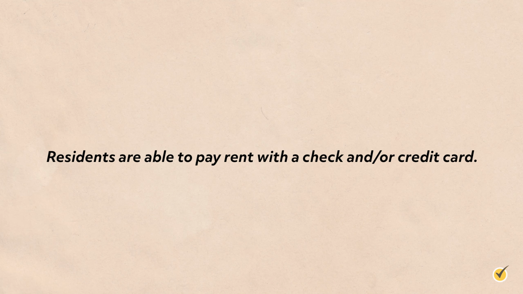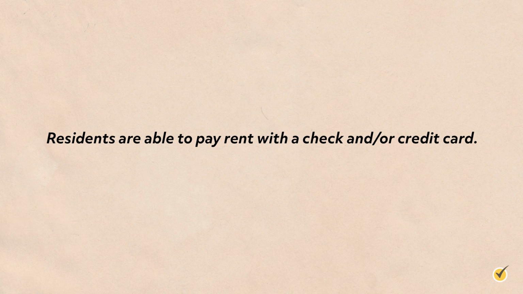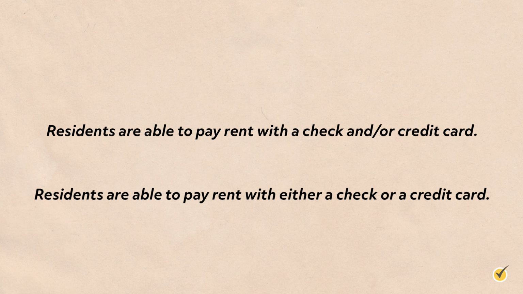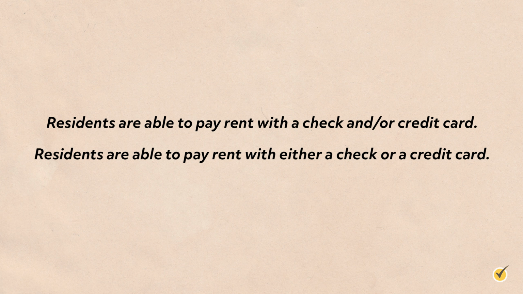When we want to describe a situation with multiple outcomes, we commonly use and/or. Here's an example: Residents are able to pay rent with a check and/or credit card. Here, the slash indicates that renters can pay their rent with a credit card, a check, or with both a credit card and check at the same time. If we were to say residents are able to pay rent with either a check or a credit card, the residents must choose one or the other. Both at the same time is not an option.